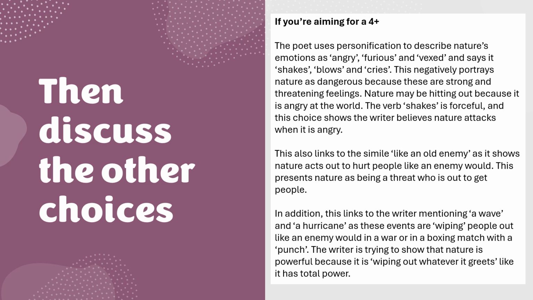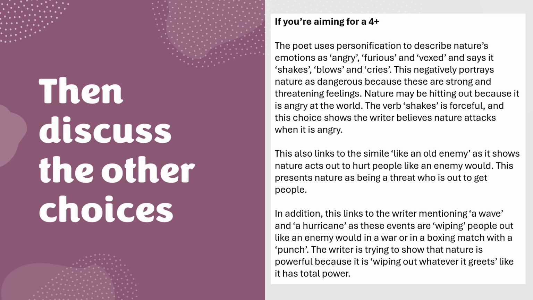The poet uses personification to describe nature's emotions as angry, furious, and vexed, and says it shakes, blows, and cries. Now that's good. Don't forget you can just use one word quotations. You don't have to use really long quotations and waste time, especially if you're not a fast writer and you're aiming for a 4+. If you are writing out huge quotations, you don't have a lot of time to analyse, and that's where you're going to get most of your marks.